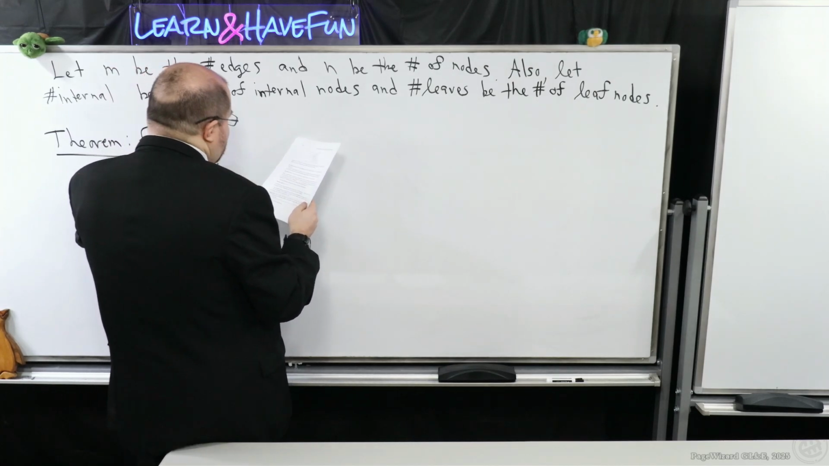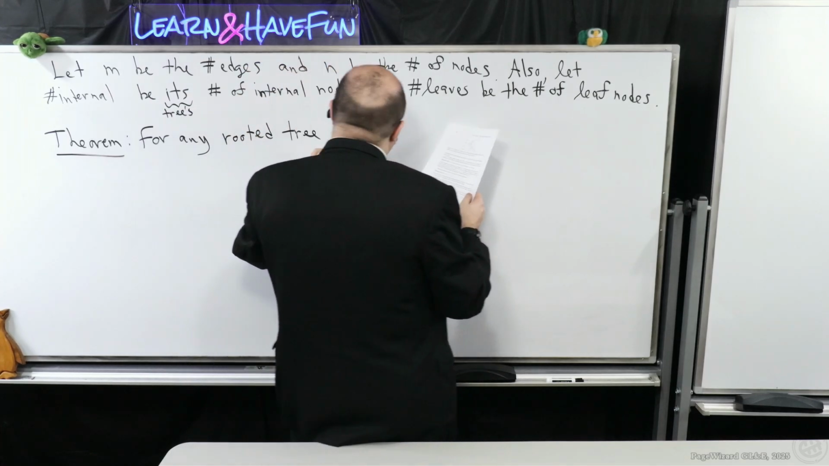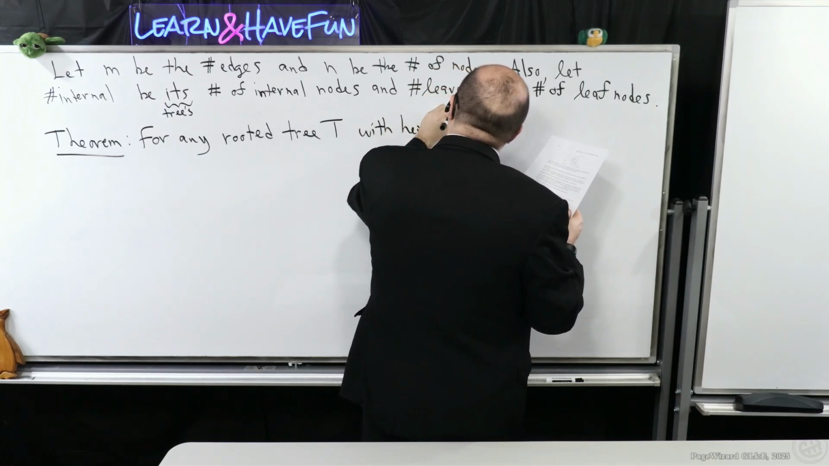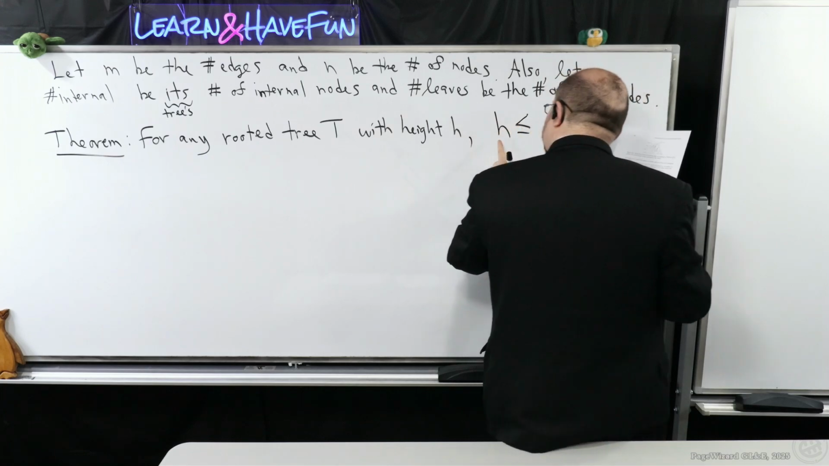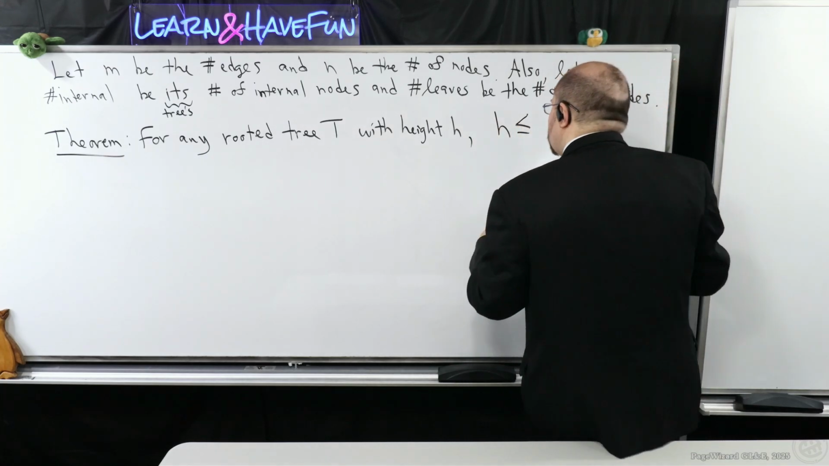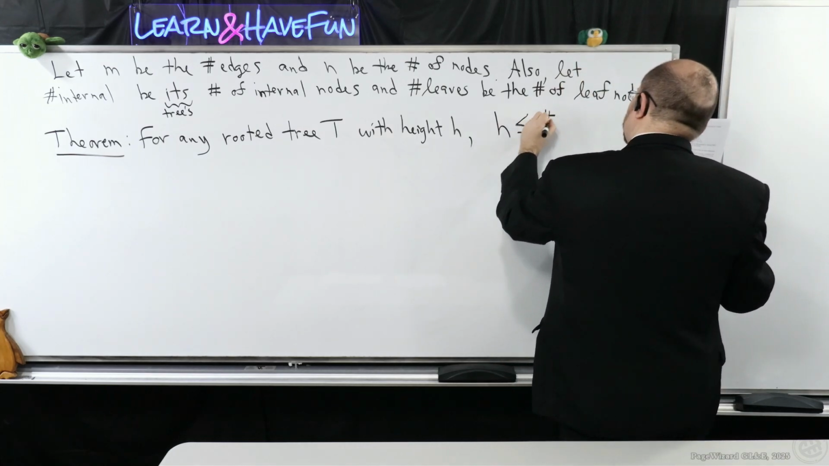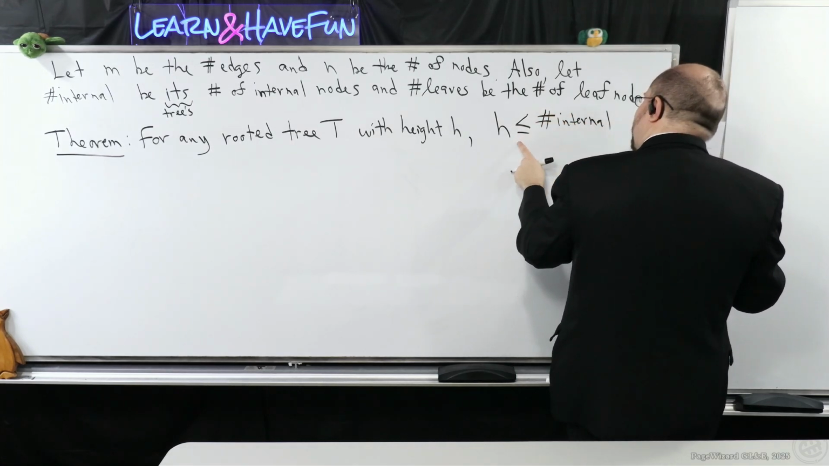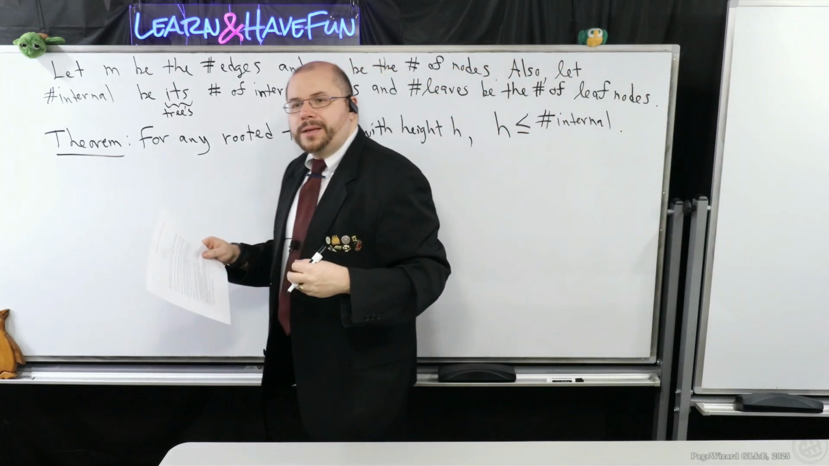So for any rooted tree T with height h, what we're going to prove is that the height, remember the height is the maximum depth of a node, is always going to serve as a lower bound on the number of internal nodes. So the height is less than or equal to the number of internal nodes. We're going to prove this claim.